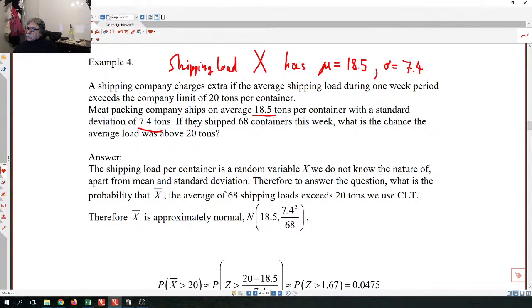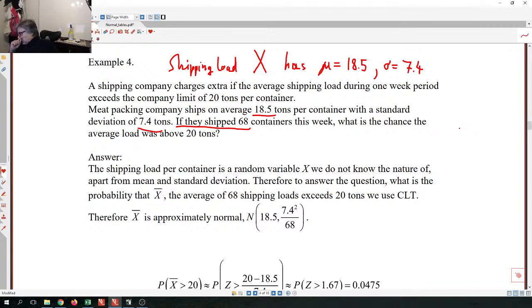Now, let's say they are shipping 69 containers this week. That's a lot of containers, but it's like 10 a day. What's the chance they're going to have to pay this extra fee? Which means, what is the chance that the average shipping load of 69 containers will be above 20 tons?